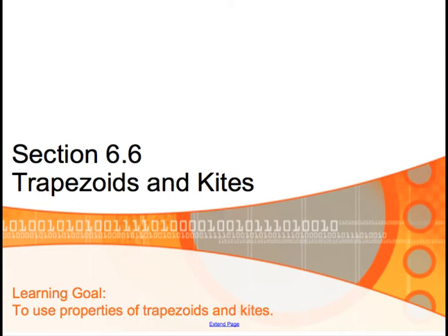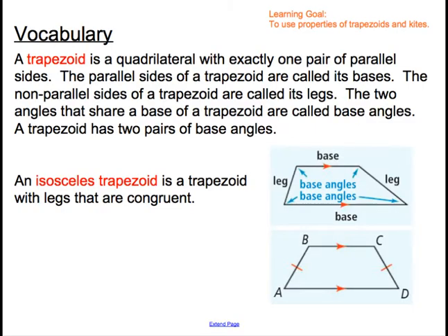Hello students, today we're going to cover section 6.6, trapezoids and kites. By the end of this lesson, you should be able to use the properties of trapezoids and kites. Before we get started, we should talk about some vocabulary.